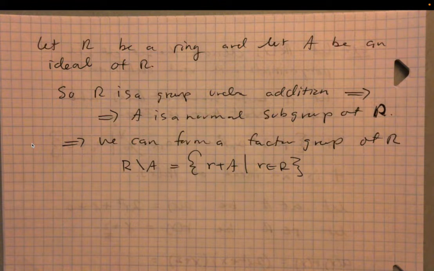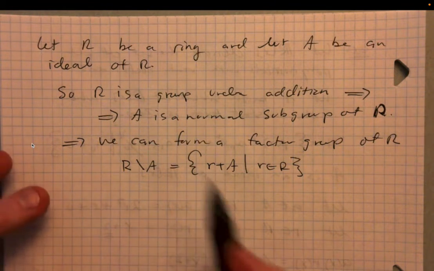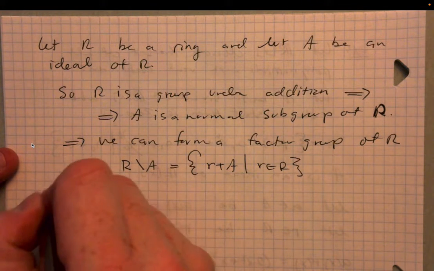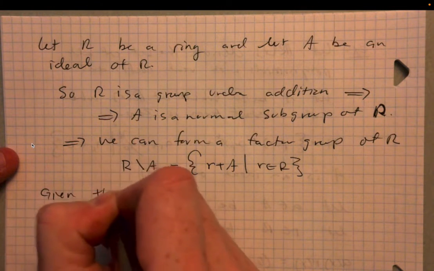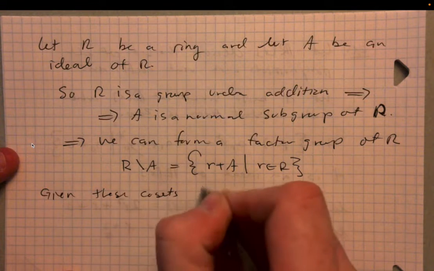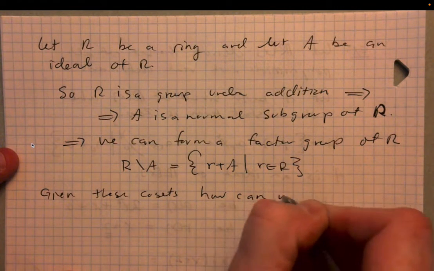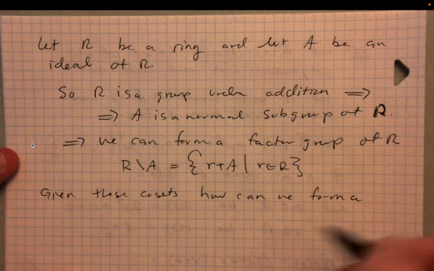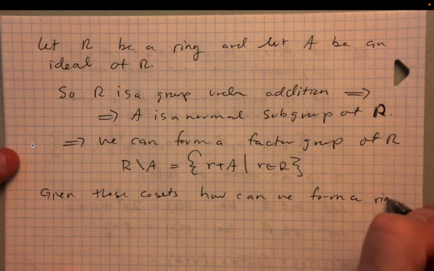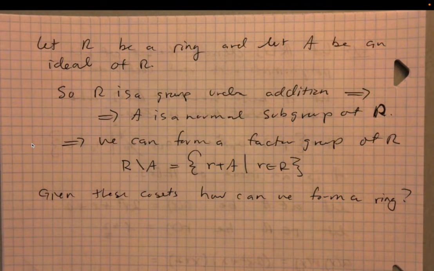An ideal definitely has normal subgroup properties, and given that and the fact that R is also a group, we can form a factor group, right? So how can we form a ring from this group of cosets? Given these cosets, how can we form a ring? So what can we do?